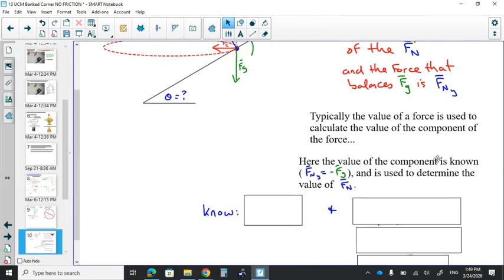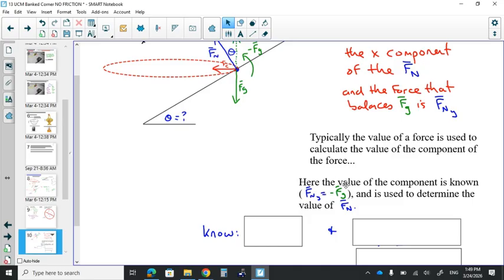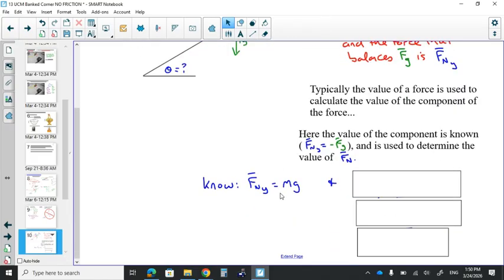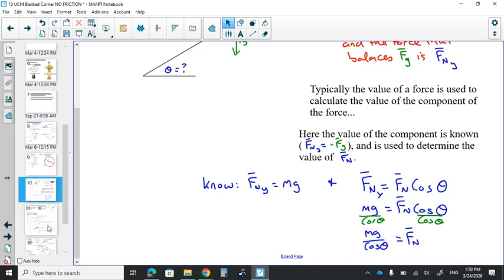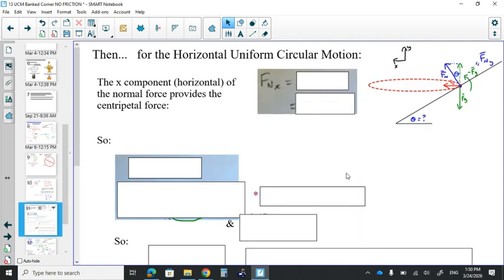Here the value of the component is known. Fny is equal to the opposite of gravity. So you're going to use it to determine what the value of the normal force would have to be in order for that component to be equal to gravity, only up. We know the normal force y component is mg, and the normal force y component equals the normal force times cos theta. So you're just solving out. You have your mg, and you divide out cos theta from both sides, and you get the normal force is mg over cos theta.